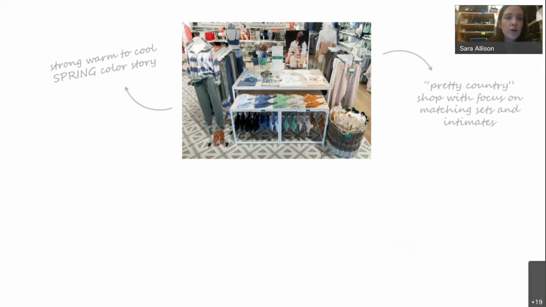And here's an example. First, let's get grounded in what this center lead's all about. This is from a few seasons ago. We were in the Pretty Country shop, is what it was called. So focus on matching sets and intimates, like loungy kind of wear, but you can also wear it out. Strong, warm to cool, very springy color story, a little bit of pastel, some more poppy colors. So that's where we're sitting on this center lead.